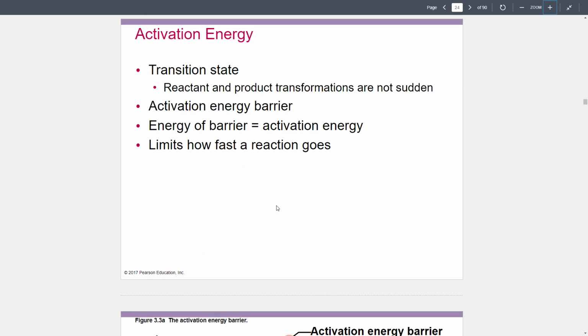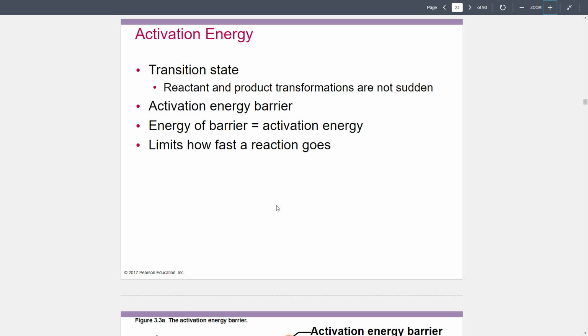All right, now we need to talk about something called activation energy. What is activation energy? Okay, so we mentioned that some reactions occur spontaneously. They give off energy. And some reactions need energy. Regardless of whether the reaction gives off or needs energy to happen, they all need a little bit of energy to get going.